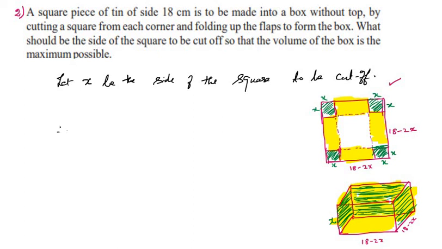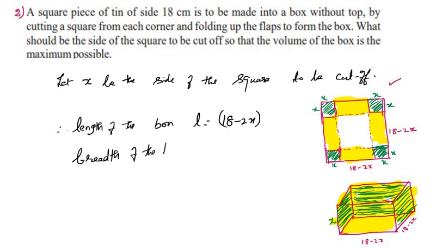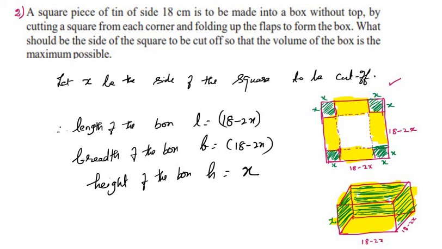Therefore, what will be the length of the box? Length of the box L equal to 18 minus 2x centimeter. And what will be the breadth of the box? Breadth of the box B, that is also 18 minus 2x centimeter. What will be the height of the box? That is h is equal to x centimeter. Therefore, we got the dimensions of the box in terms of x.